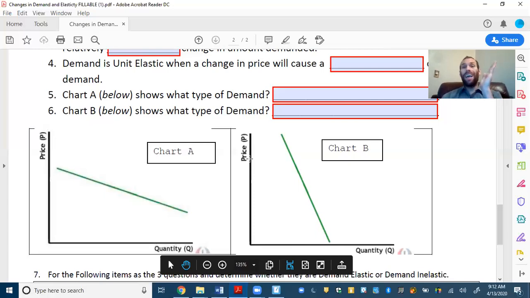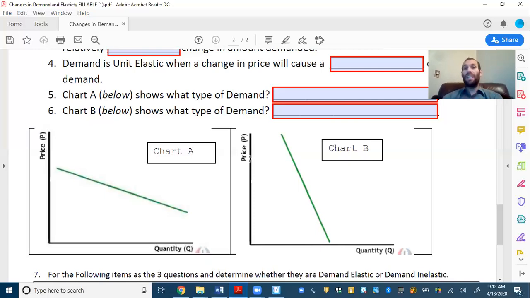So steeper curves tend to be more inelastic. And that means that a larger change in price tends to cause a much smaller change in quantity at the bottom. So just one thing, a steeper curve in relation to the other one is inelastic. A flatter curve tends to be more elastic.